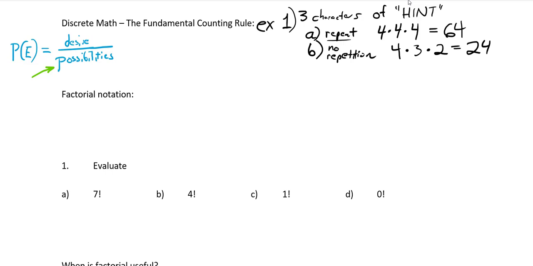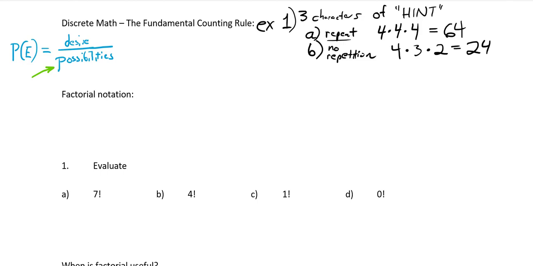So on a quick side note, your chances of getting it right the first time would be 1 out of 24. Okay, because you would again have 24 ways to do this, and there's only one right way to do it. But we talked about discrete math. Let's not bring fractions into this here.